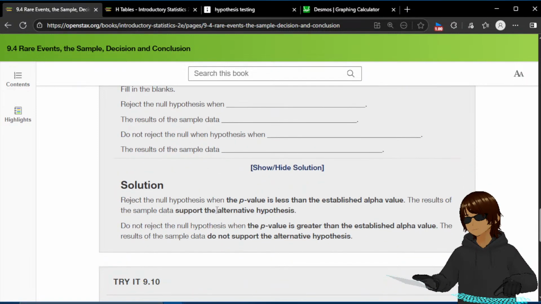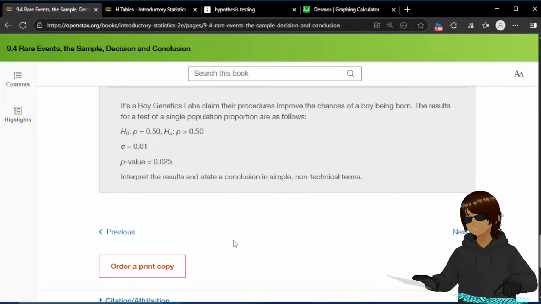Reject when the p-value is less than the established alpha value. The results of the sample data support the alternative hypothesis. Do not reject the null hypothesis when the p-value is greater than the established alpha value. The results of the sample data do not support the alternative hypothesis.